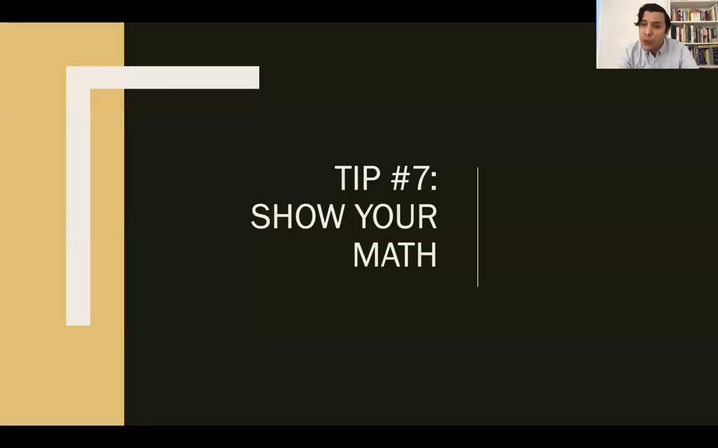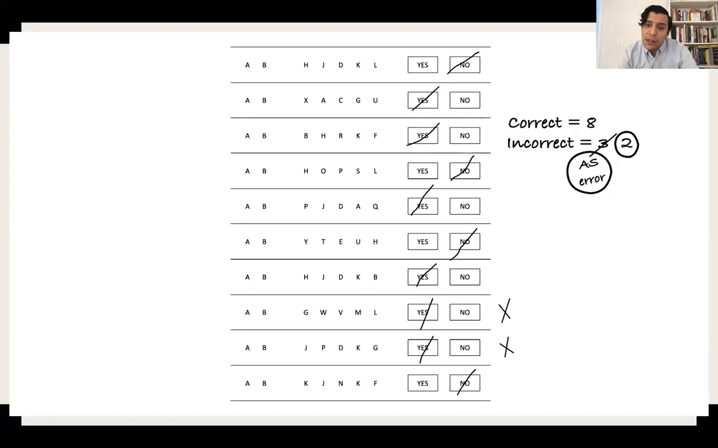Tip 7, show your math. For symbol search, the total score is the number of correct items minus the number of incorrect items. So it requires us to do math. Any total score that requires calculations, I'll show my math and write out my calculations right on the protocol. So 8 minus 2 is 6. Total score is 6, and I'll circle my total score.